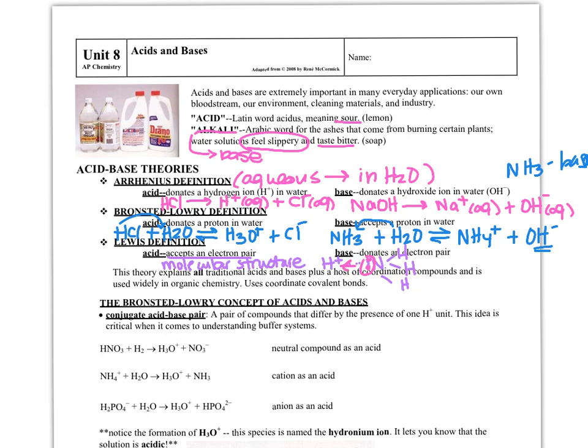So ammonia has this extra pair of electrons that it could then donate to something that's deficient. And in the Lewis definition, something that is deficient can gain, which is usually the hydrogen ion. We're not really going to spend a lot of time on the Lewis definition. It just uses Lewis dots to explain that. This theory explains all traditional acids and bases, and it has a host of coordination compounds, but we're not going to get into those. We're going to ignore coordinate covalent bonds for right now because we talked about it earlier in bonding.